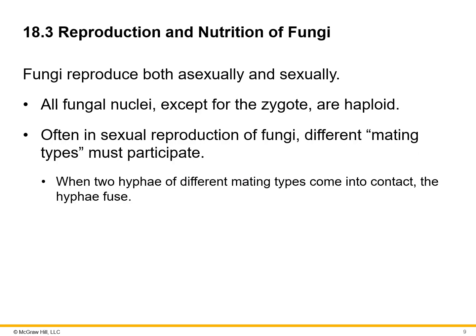Now, reproduction and nutrition, they can reproduce both sexually and asexually. So all fungal nuclei except for the zygote are haploid. Often sexual reproduction has different mating types that must participate. So for example, when two hyphae of different mating types come in contact, then the hyphae can fuse. So again, they don't necessarily fuse with each other. They require different hyphae, different mating types in order for that reproduction to occur.